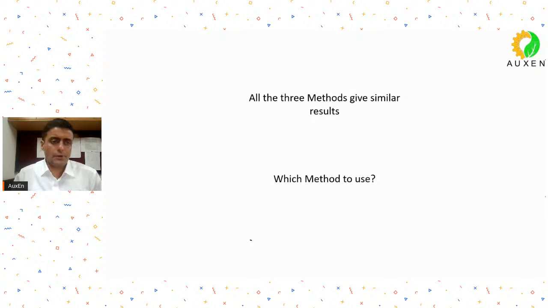So the question now is which method should we use, or which method do you think is a better fit? Yes, anyone? Which method do you think is a better fit? Now that we have seen that all the three methods are giving us almost comparable values, which method would be a good method for mid-rise load application? Yes, anyone?